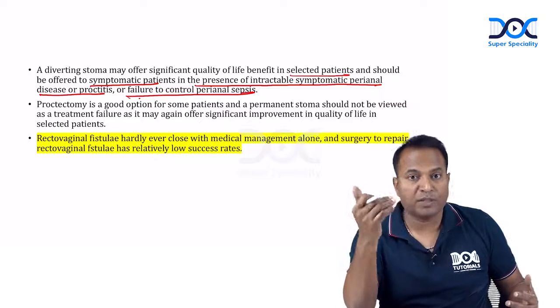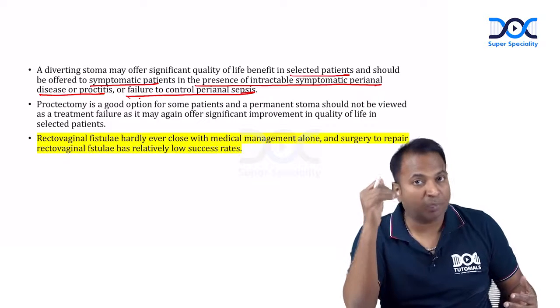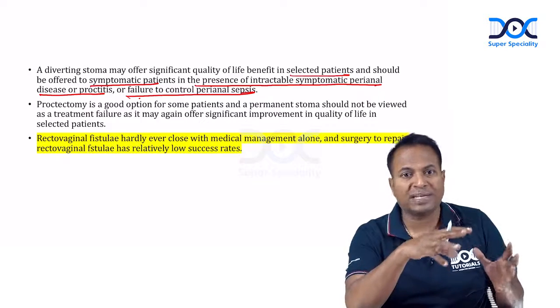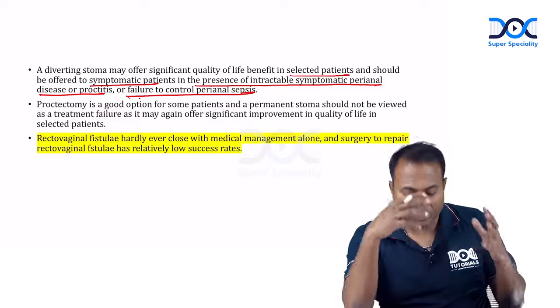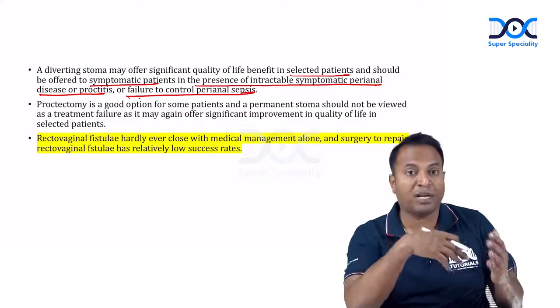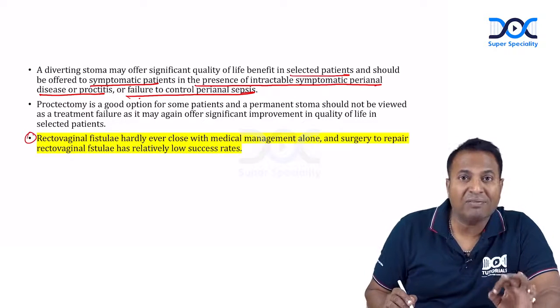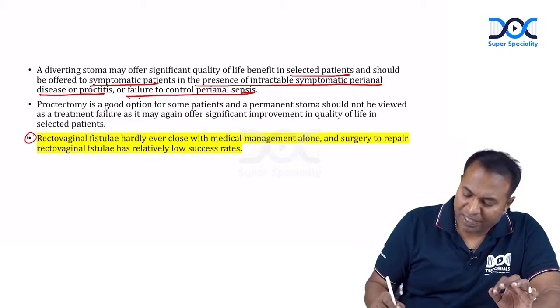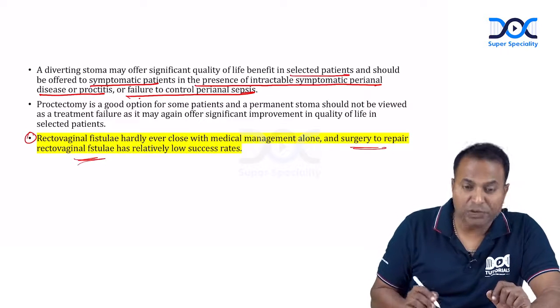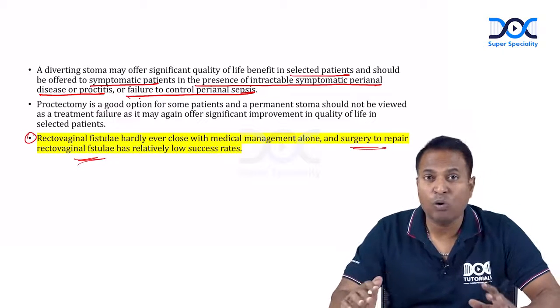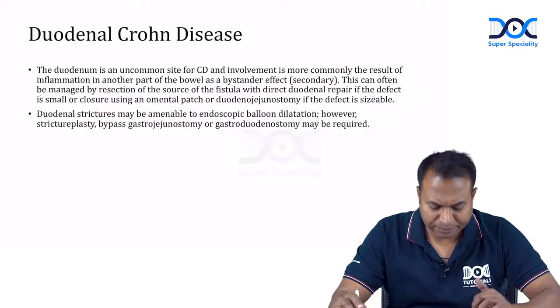Proctectomy is also a good option and should never be considered a failure. If possible, you can even remove the rectum and anus and leave them with a permanent stoma. That is also a better option in selected patients. Rectovaginal fistulas hardly ever close with medical treatment. Even surgery to repair rectovaginal fistula has very low success rates in Crohn's disease.